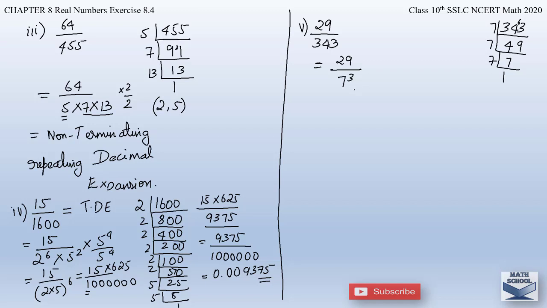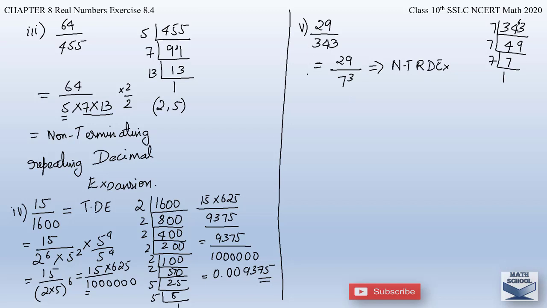Here we can observe that in the denominator there are no pairs of 2 or 5. Therefore we can directly say that this number is a non-terminating repeating decimal expansion. So we cannot write the decimal equivalent for this number. This is the answer for question number 5.